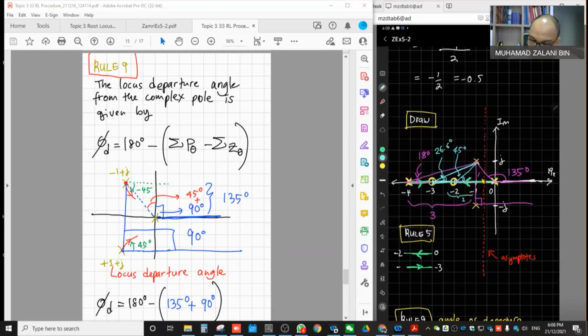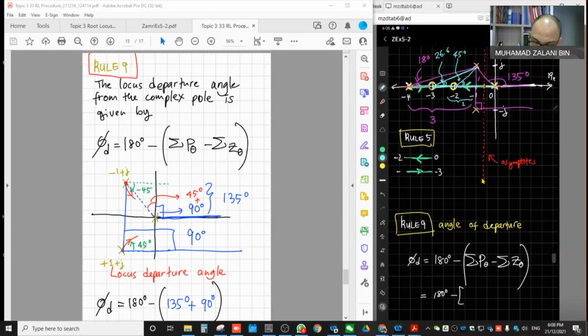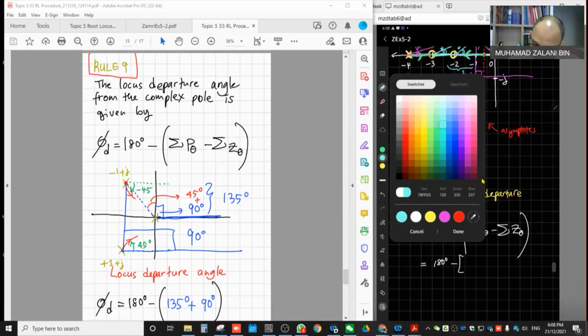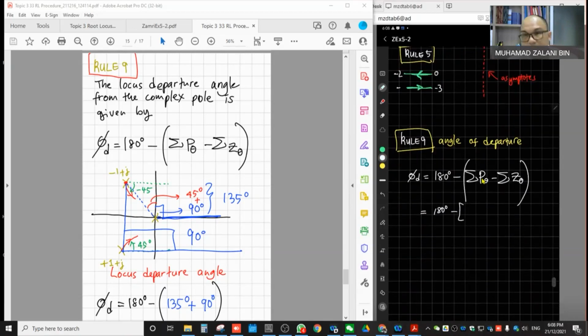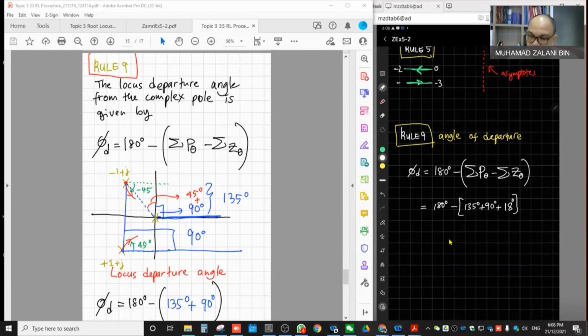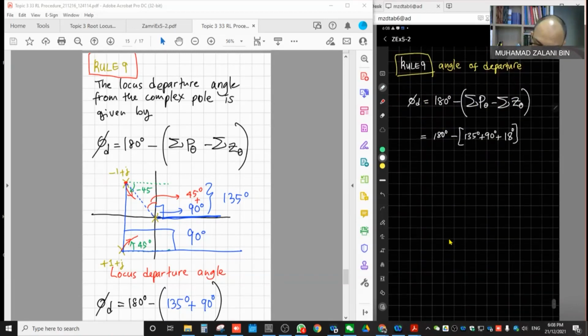26.6 lah. Okay. Alright. 180 degree. Poles ada 135, 135 degree plus 90 degree plus 18 satu lagi. Okay. So dalam equation tu we will need to minus.